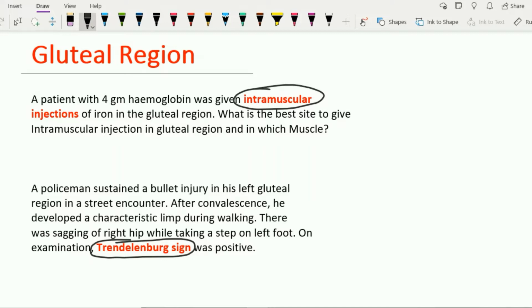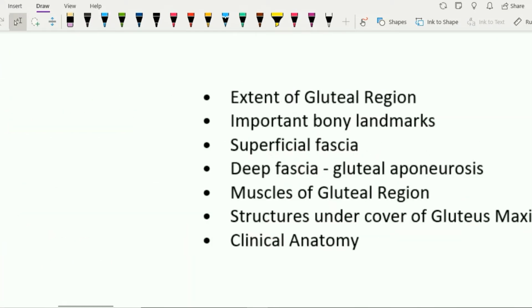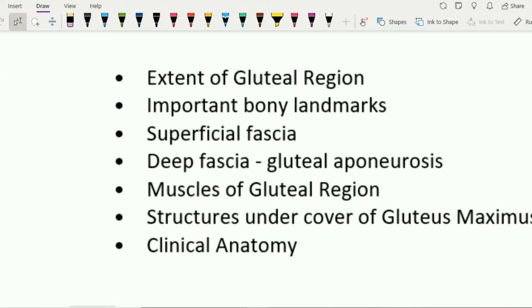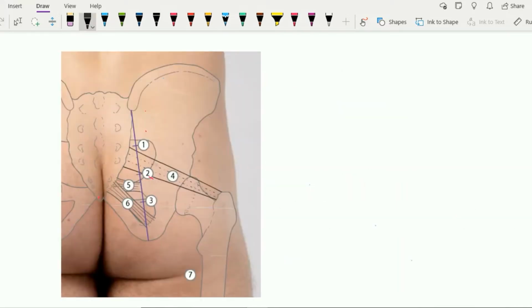Now at the end of this session, we are going to see the extent of the gluteal region, important bony landmarks, superficial fascia, gluteal aponeurosis, muscles of the gluteal region, structures under cover of the gluteus maximus muscle, and at the end we should know the clinical anatomy concerned with the gluteal region. So now let's begin with the anatomy of the gluteal region.